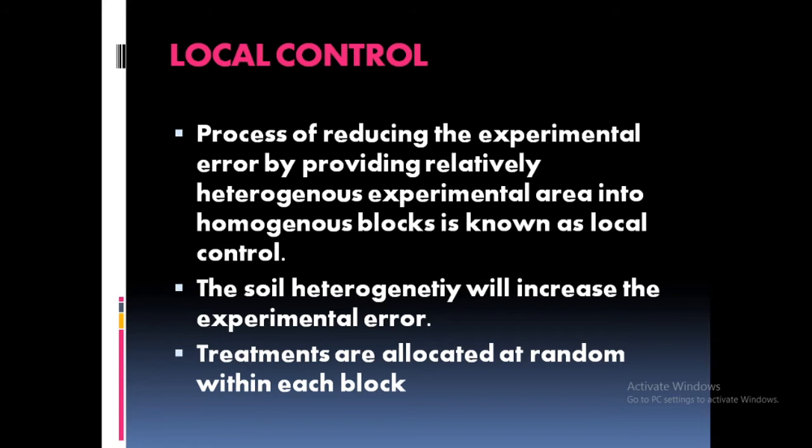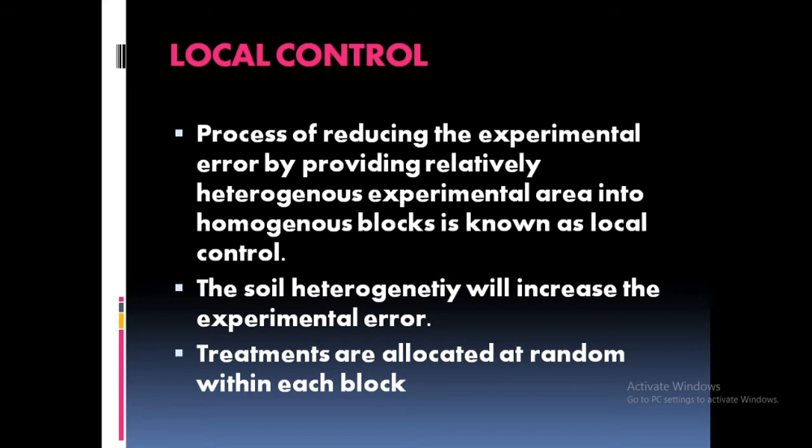Then within that homogeneous unit, within the child group you give the treatment, within the adult group you give the treatment, within the old group give the treatment, then compare the results. Clear? So, this will give you a good result. Understood? So, the local control principle indicates that you have to divide the heterogeneous experimental unit into homogeneous groups and apply the treatment. You will get good results. That is what is known as the third principle, local control.